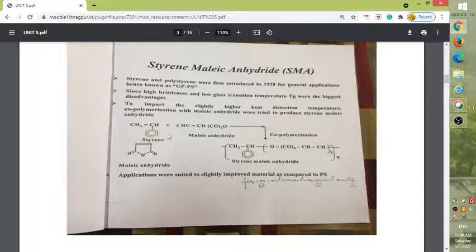So we took styrene, we take maleic anhydride, which is nothing but CH double bond CH, CO2O. Then copolymerize it and we get styrene maleic anhydride. So just take this entire molecule and paste it here. CO2O, CH and CH. The double bond is getting converted to single bond because it is a polymer now. Application was suited to a slightly improved material as compared to polystyrene.